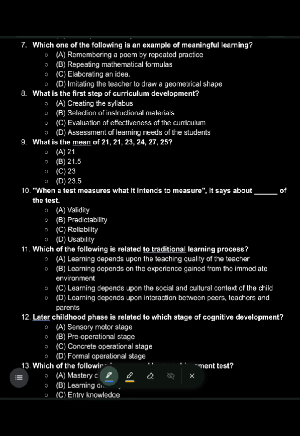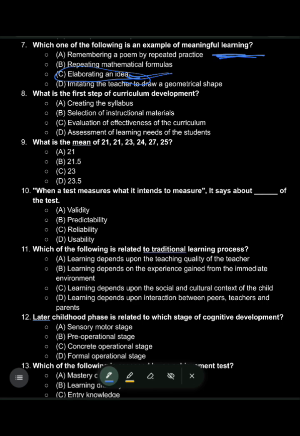So here we can see the question is asking about meaningful learning, right? Meaningful learning means where your ideas will be included, your mind will be involved. So when you elaborate an idea, it is your meaningful learning because you create it of your own thinking. So elaborating an idea will be the correct answer here.